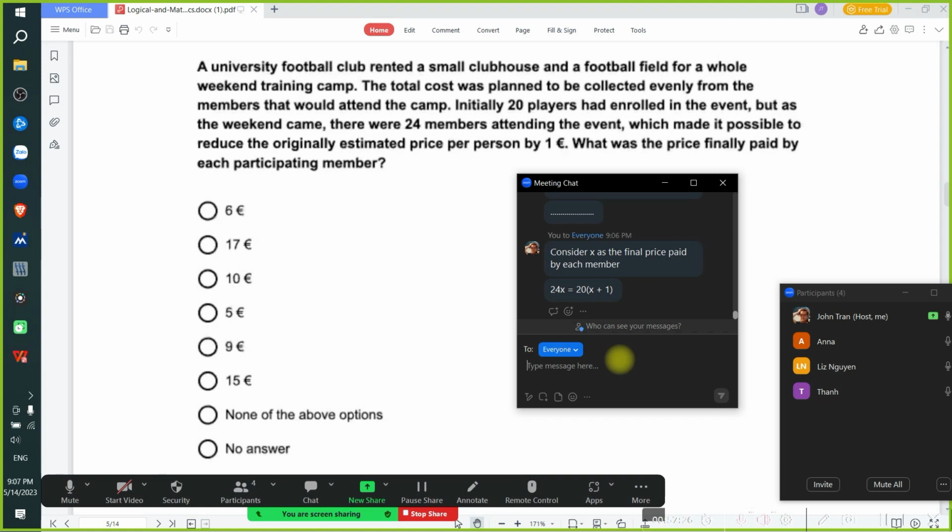So when 20 people attended, they have to pay 1 euro more, isn't it? Khi 20 người tham dự, họ phải trả 1 euro thêm, tức là 20 mở ngoặc x cộng 1. And that will be equal to 24x as well, because the total cost is the same. Bởi vì cái tổng giá nó bằng nhau cho nên hai bên phương trình sẽ bằng nhau như vậy. Isn't it? So you have to solve that.